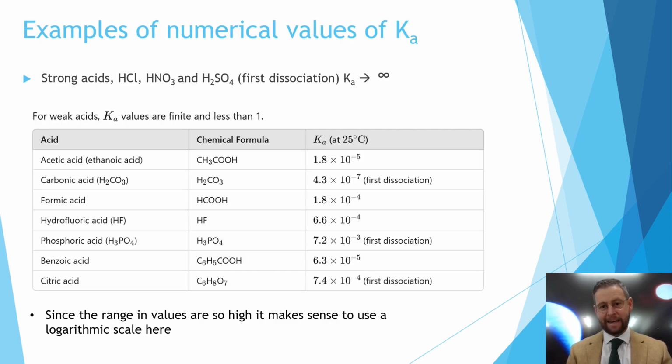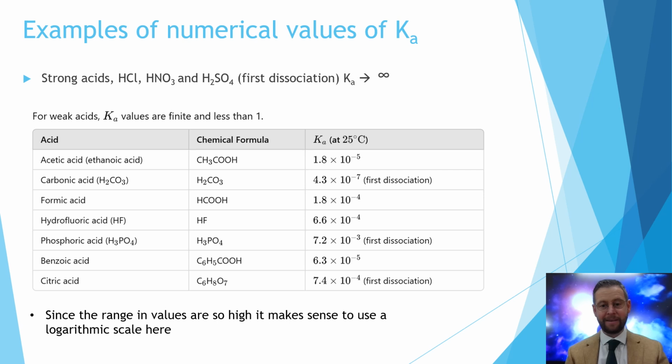With strong acids, the value of the acid dissociation constant goes to infinity. Because if you think from the previous slide, on the numerator we would have basically the number of H plus ions multiplied by the number of molecules, which would literally be all of them multiplied by all of them. And so it goes off to infinity. But for a weak acid, we actually get a value somewhere between the range of 10 to the minus 3 and 10 to the minus 7. Now, the largest of all of these, phosphoric acid, the one that dissociates the most, is 7.2 times 10 to the minus 3. Whereas the one that dissociates the least on this list is carbonic acid, 4.3 times 10 to the minus 7.